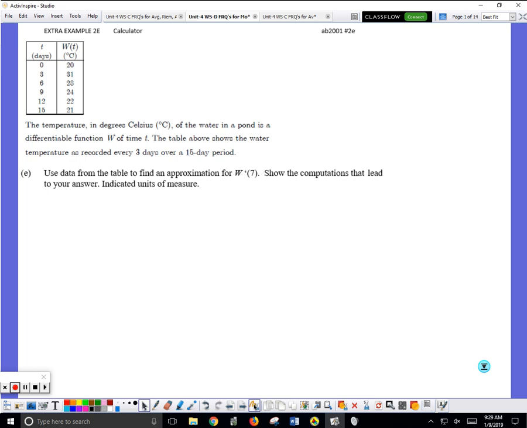Go. Stop me if you have a question. Flip the page over. It's extra example 2E. So work that problem. Stop me if you'd like to ask something as I walk by.